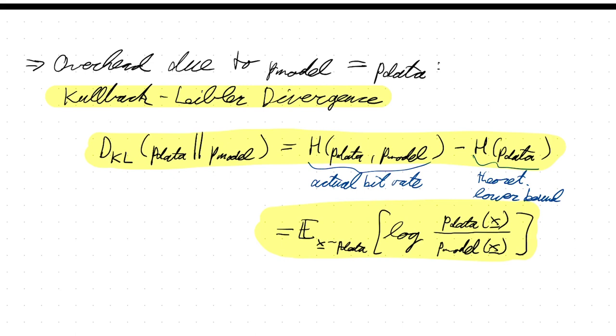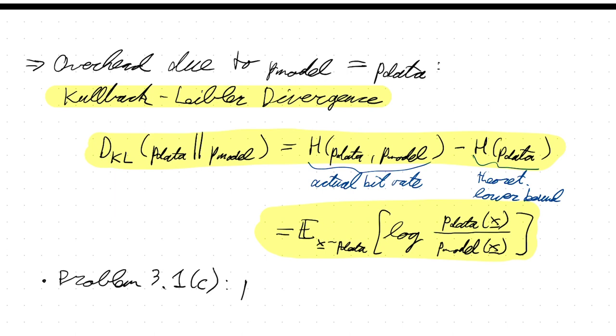So since this is the actual bitrate minus the theoretical lower bound, we know that the actual bitrate cannot be lower than the theoretical lower bound. So we know that the KL divergence cannot be negative. But to convince you about this in a more direct way, you will also show on problem 3.1c on problem set number 3, which is linked in the video description.